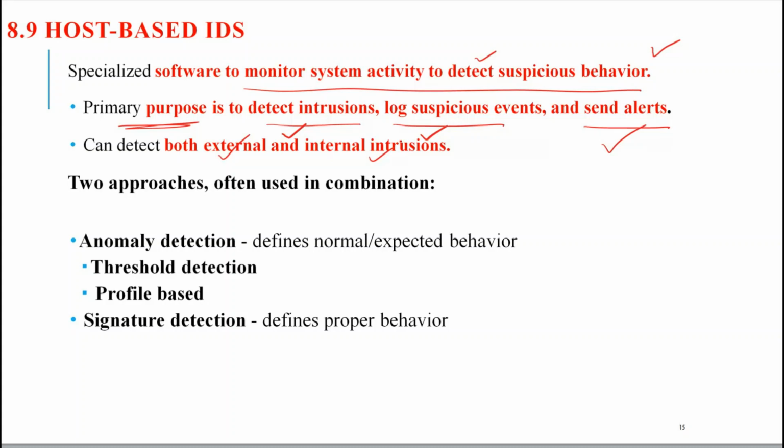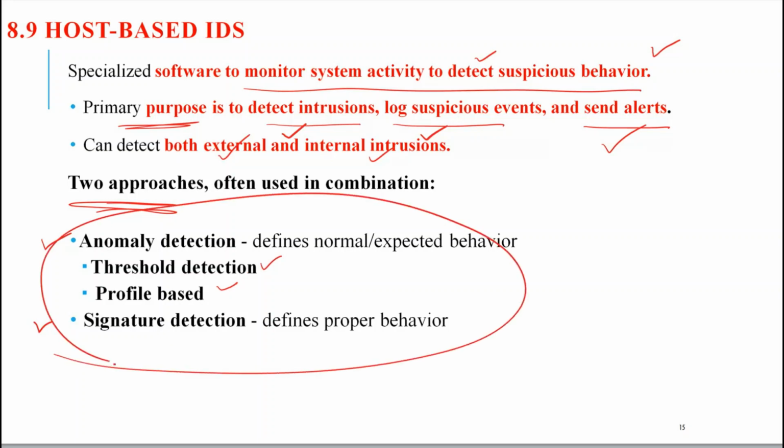Then there are 2 different approaches available for the host based IDS. The first approach is anomaly detection and the second one is signature based detection. These are the 2 different approaches by which host based IDS software works. We will see anomaly detection in the next slide. Anomaly detection is further divided into 2: threshold detection and profile based. This is an important concept as far as the IDS is concerned.